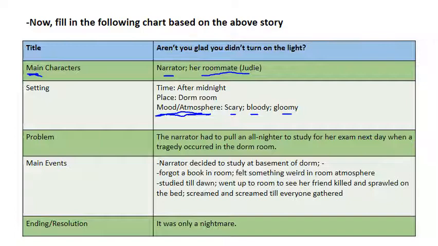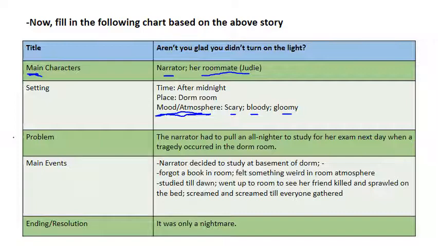Okay, you can say, for example, if it's a story that took place on a cold, stormy night, cold and stormy, dark, chilly. You can use the word chilly to describe the atmosphere in our story here. Problem, in one sentence: the narrator had to pull an all-nighter to study for her exam next day when a tragedy occurred in the dorm room. That basically wraps it up. This is our main idea here.